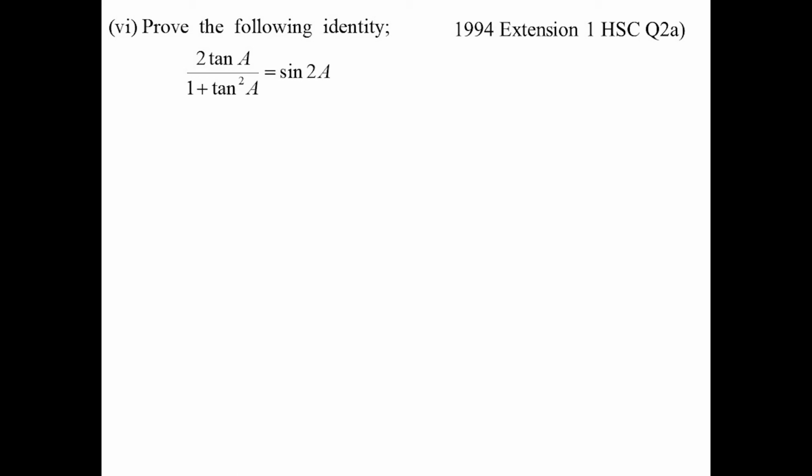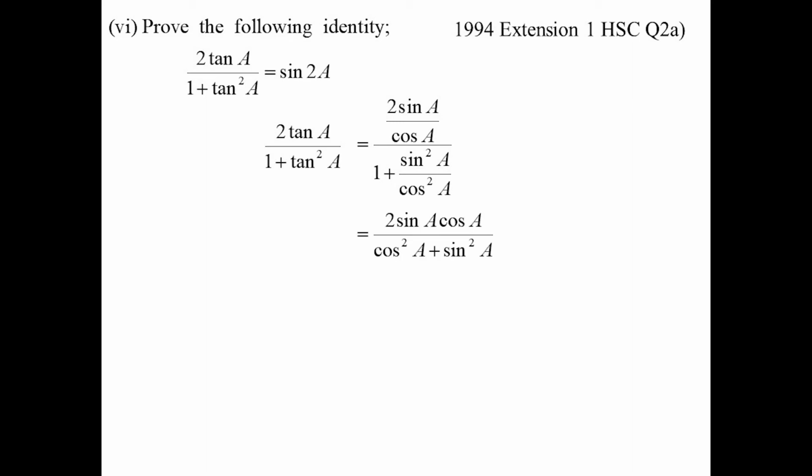What shall I do? I guess I'll just change all my tans into sines on coses and go from there, because I want to end up with sine 2A. So I want sines and coses. So I get 2 sine A on cos A, over 1 plus sine squared on cos squared. Fraction on fraction. What about we multiply everything by cos squared? So on the top we get 2 sine A cos A, and on the bottom, cos squared plus sine squared. I think we got it. Because of course, cos squared plus sine squared is 1, and then on the top of the fraction, there's our 2 sine cos, so that's sine 2A, which is what we were trying to prove.